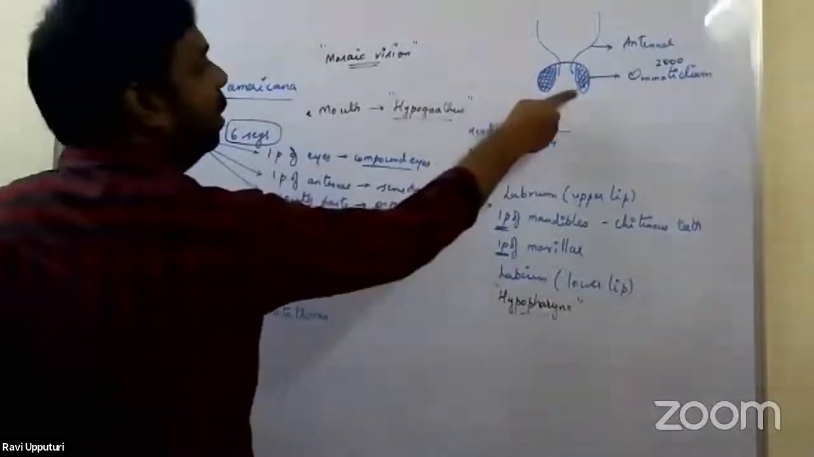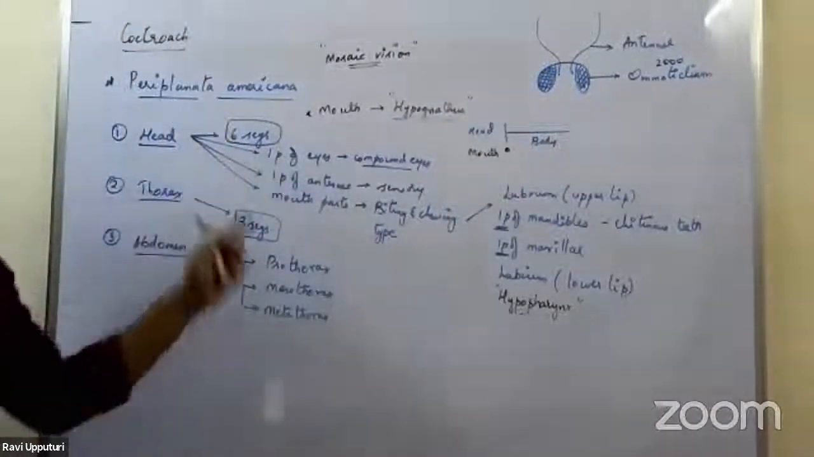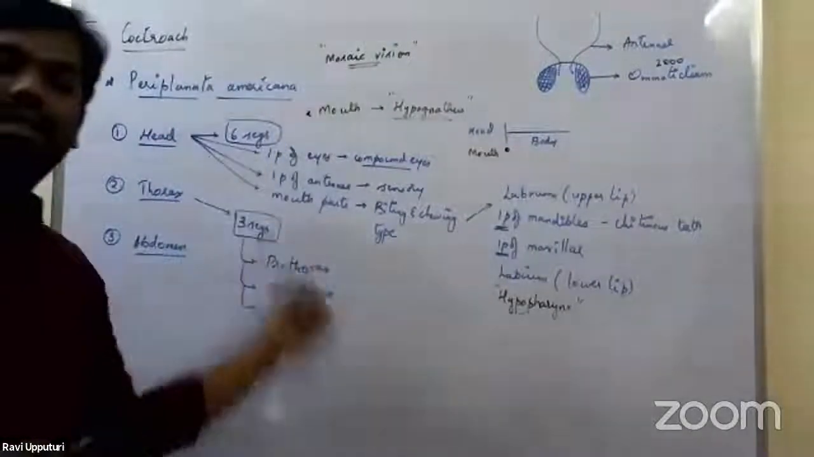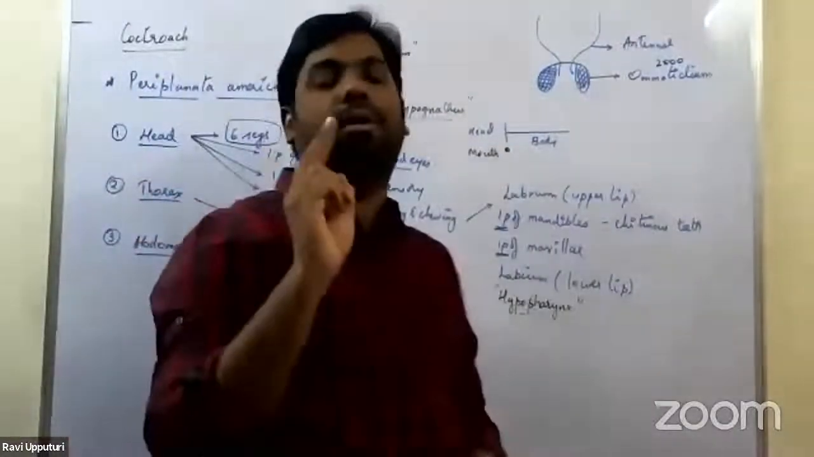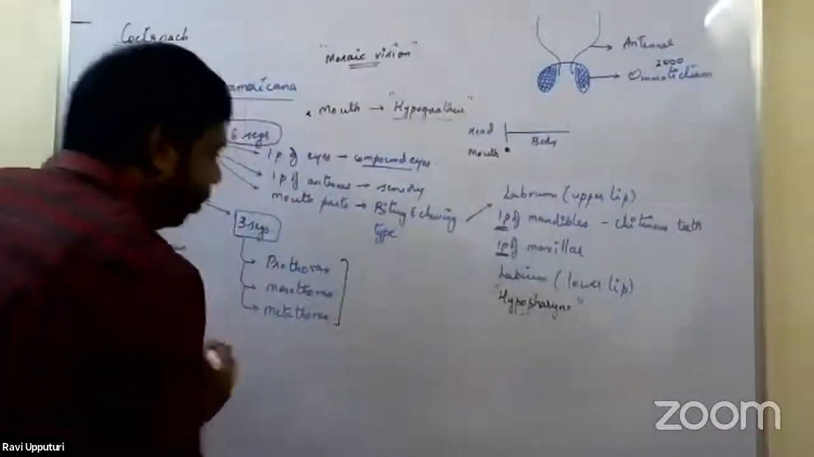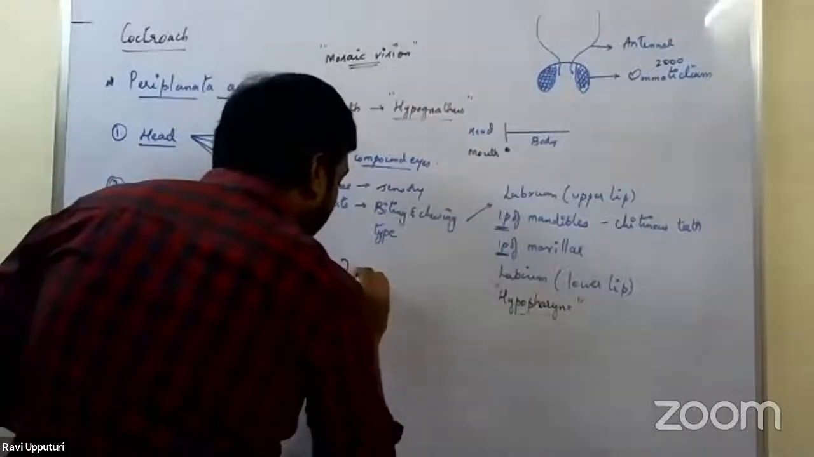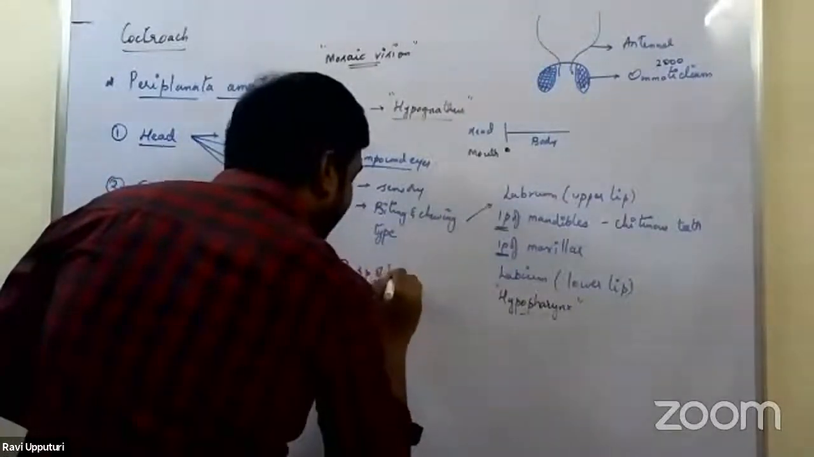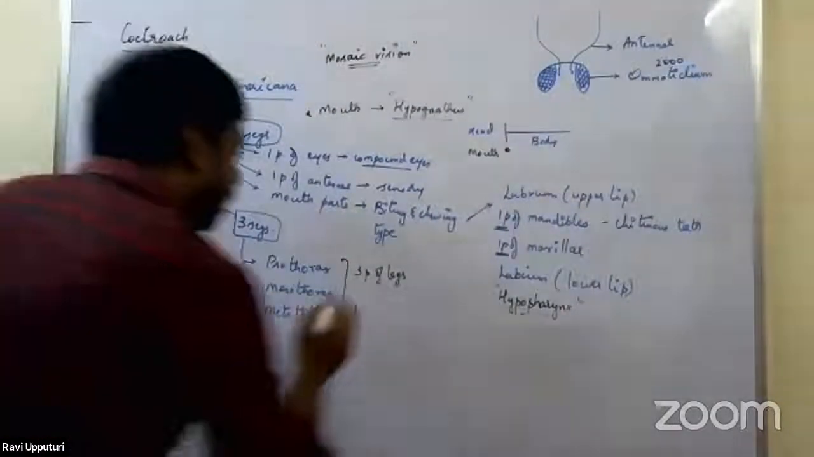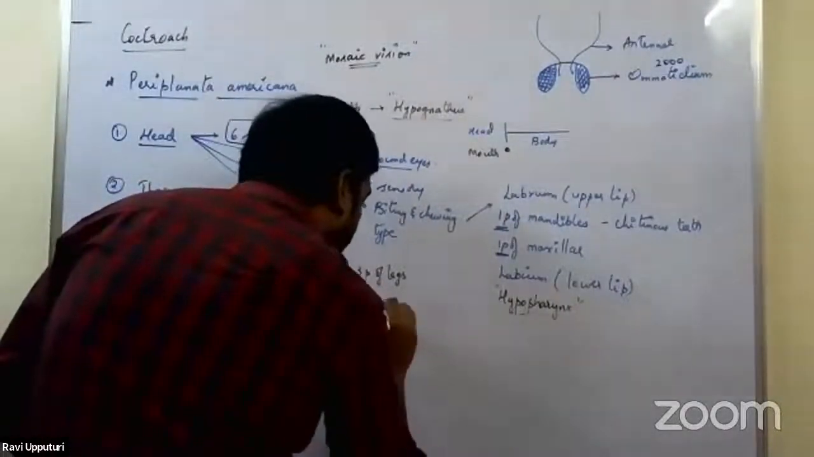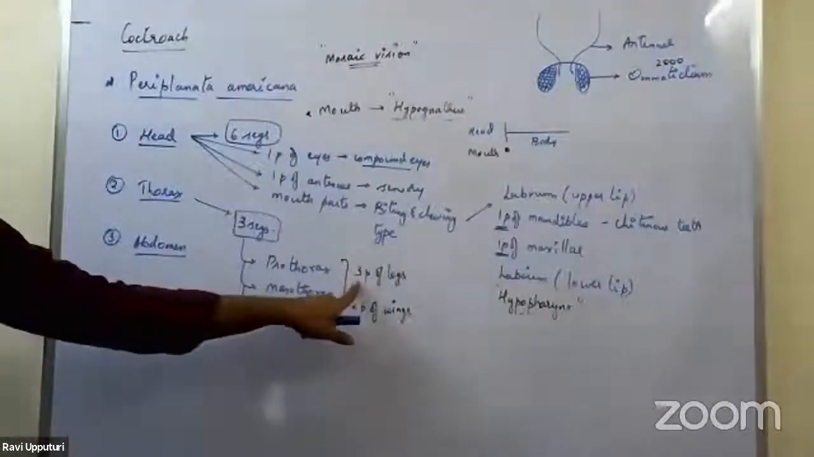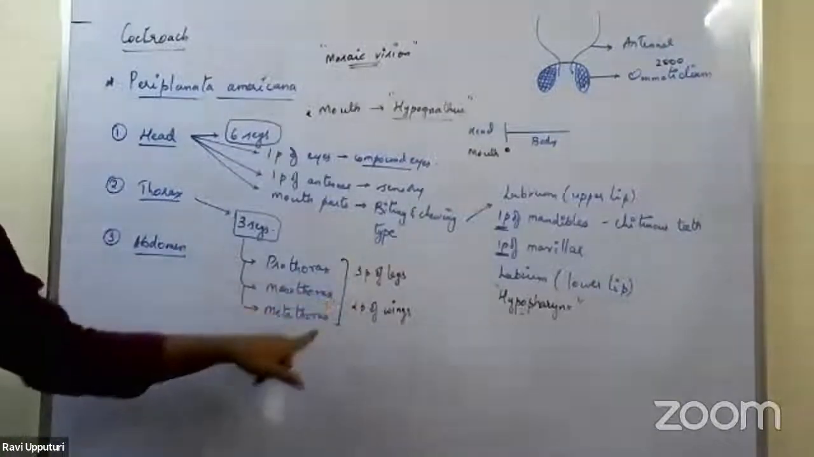Right below the head arise these 3 segments: the prothorax, the mesothorax, and the metathorax. From these 3 segments arise 2 important structures. Number 1, legs: there are 3 pairs of legs arising. And there are 2 pairs of wings arising. The 3 pairs of legs arise one from each thoracic segment.